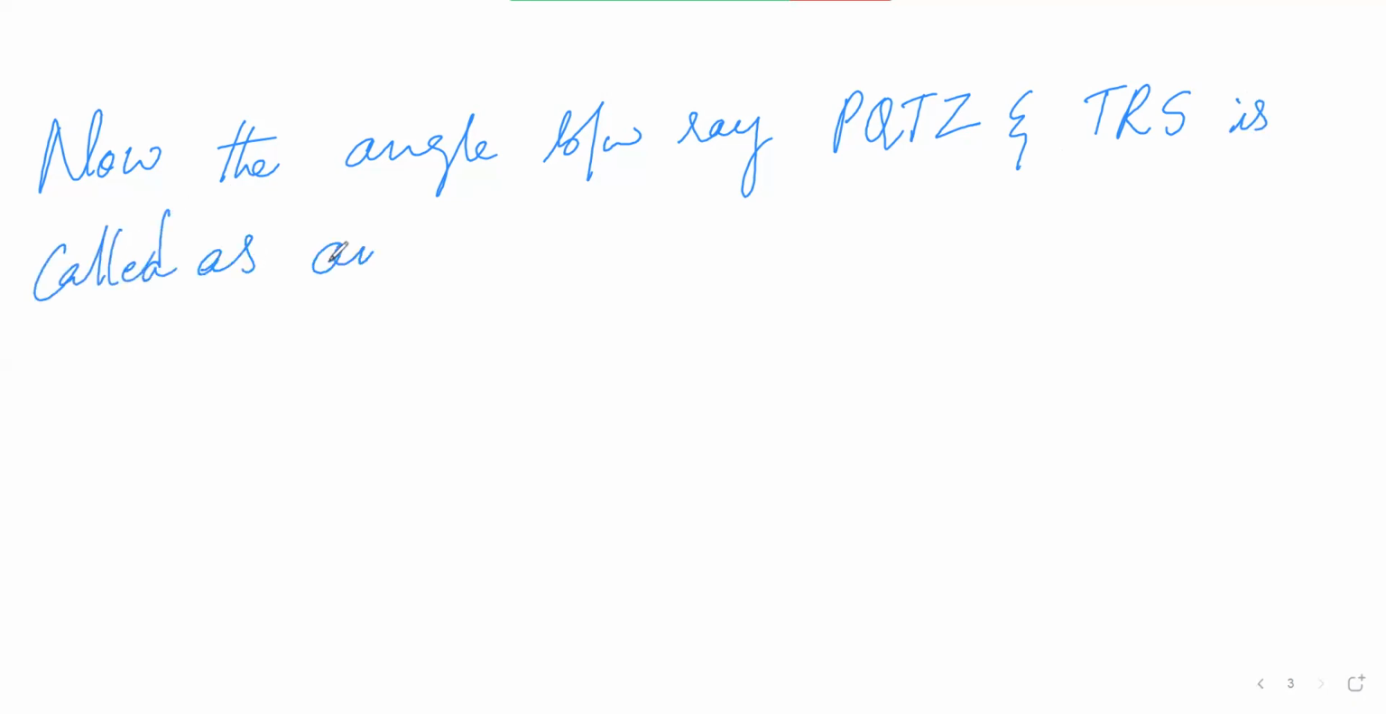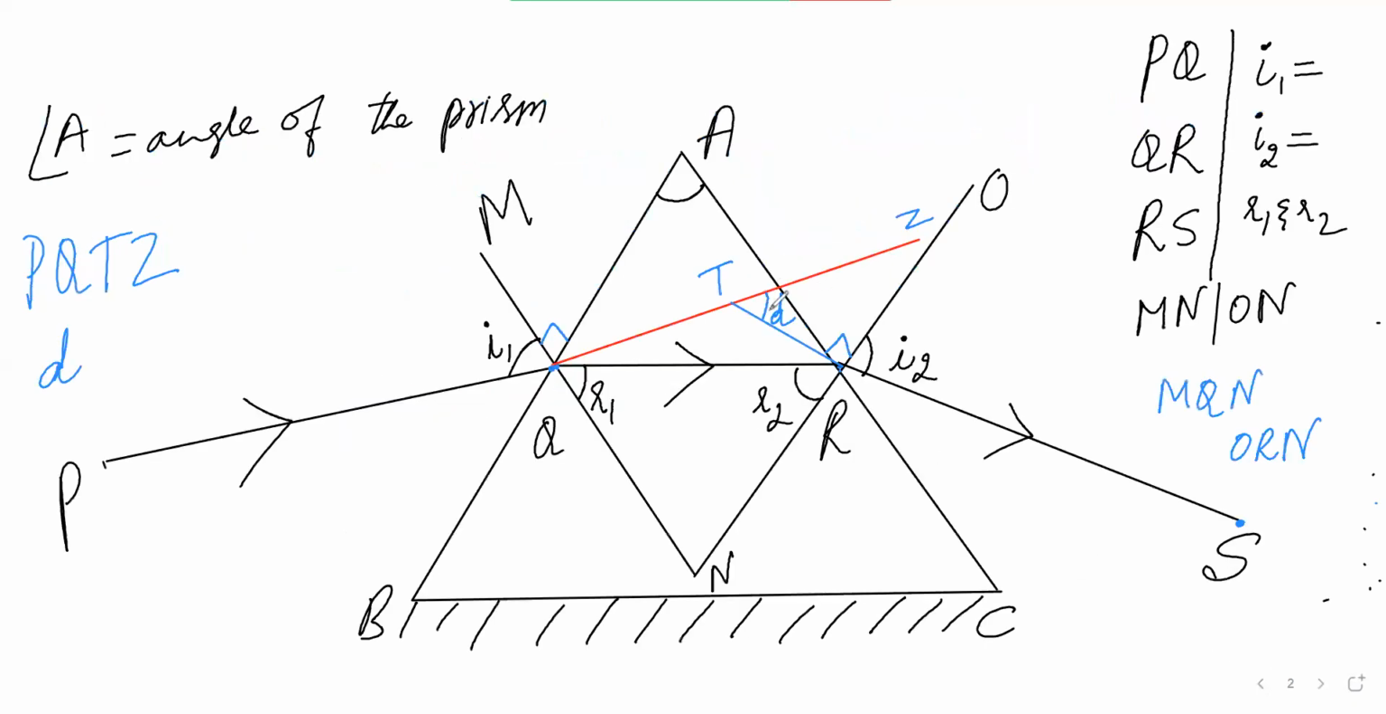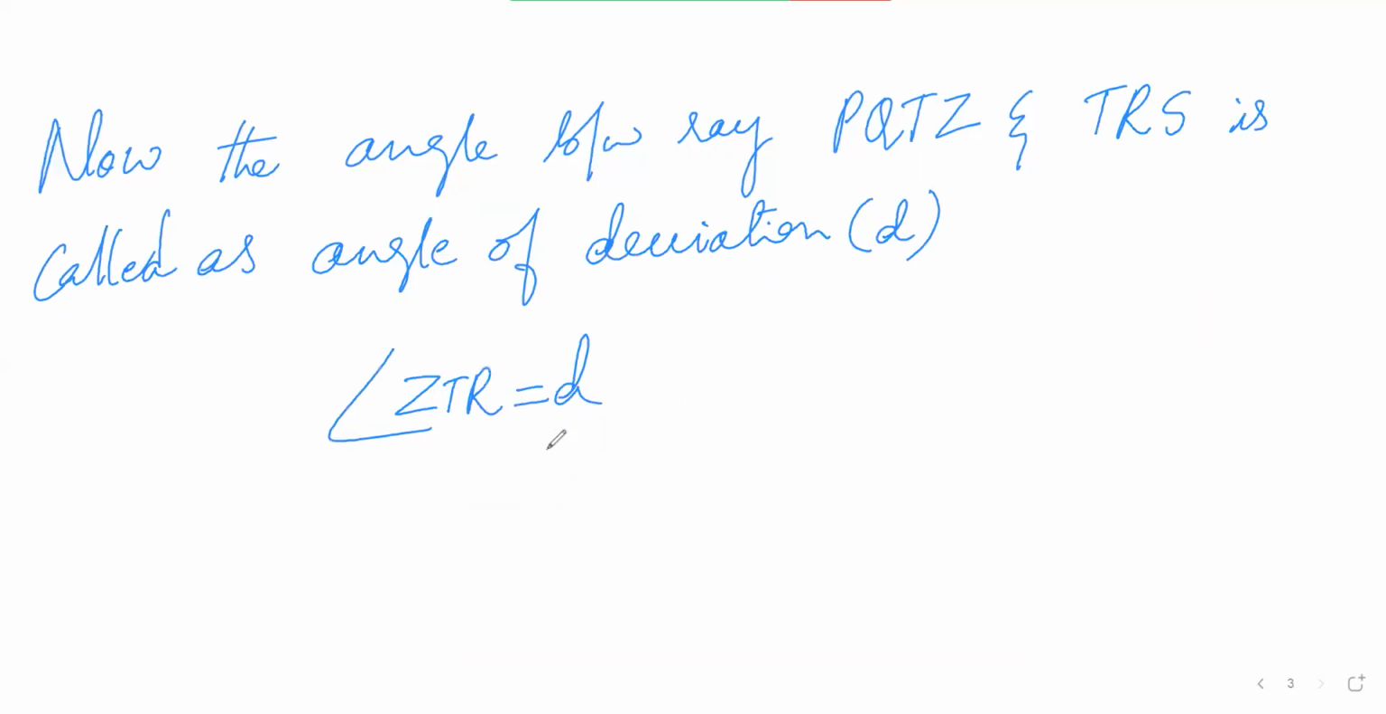Called as angle of deviation. Clear? So I can directly write it here. Angle ZTR equals D. Okay, ZTR is nothing but angle of deviation D. Clear?